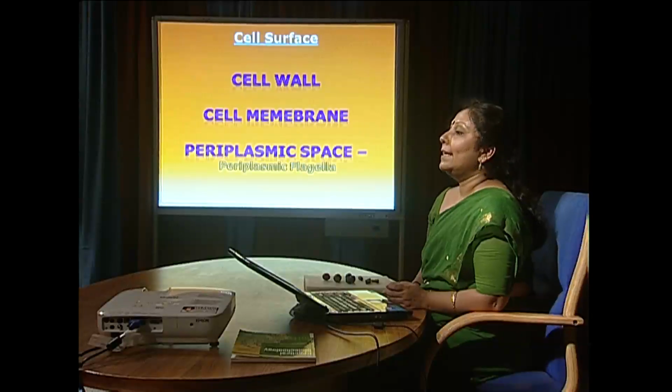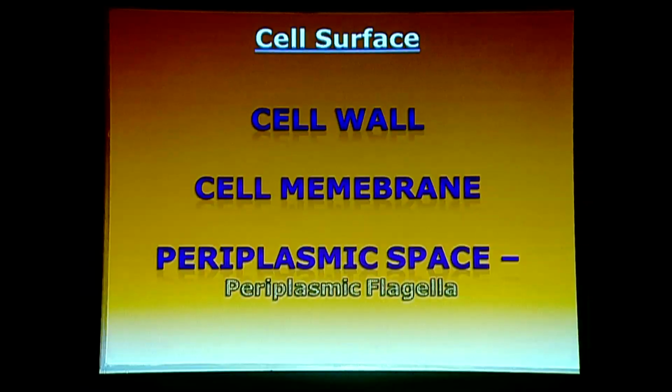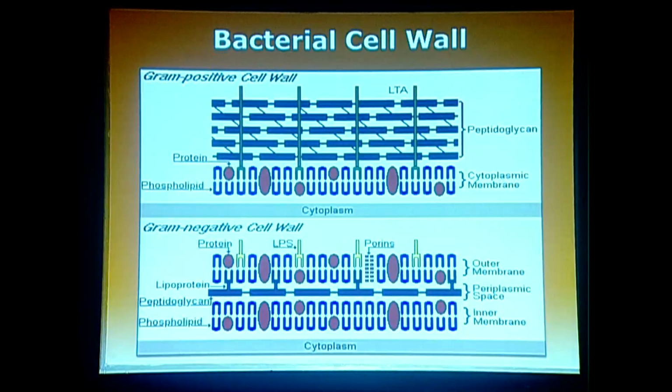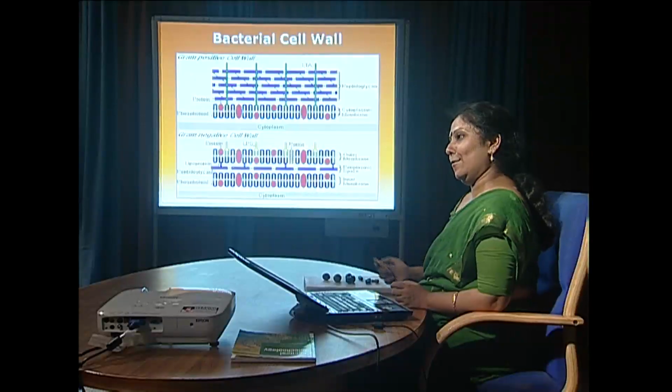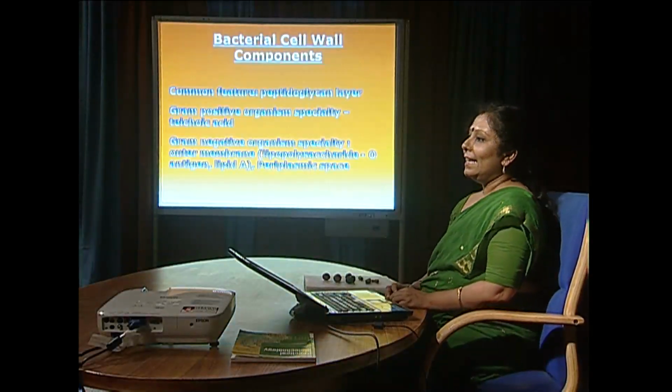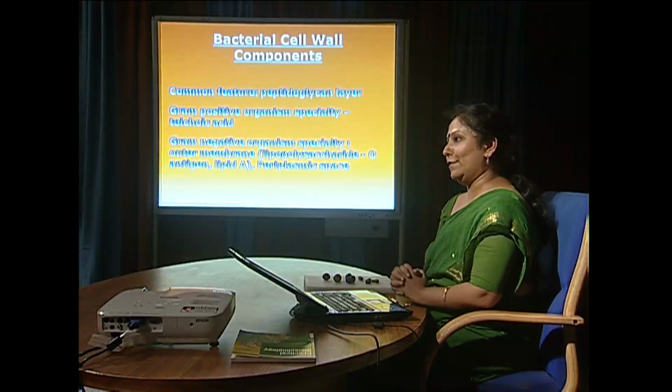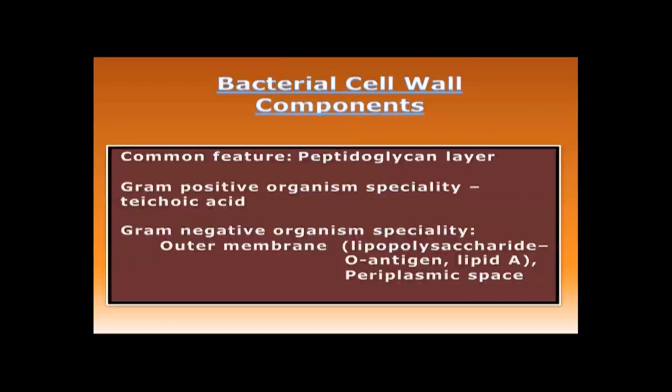Cell surface. Now the bacterial cell surface consists of cell wall, cell membrane, and periplasmic space containing periplasmic flagella. Bacterial cell wall. This is the overview of the bacterial cell wall. Let's talk about the components of the bacterial cell wall. The general feature includes the peptidoglycan layer. The peptidoglycan layer is made by N-acetyl glucosamine and N-acetyl muramic acid cross-linked with each other.